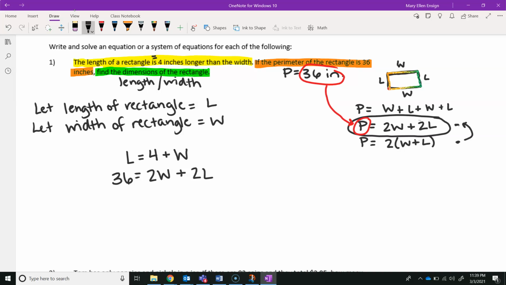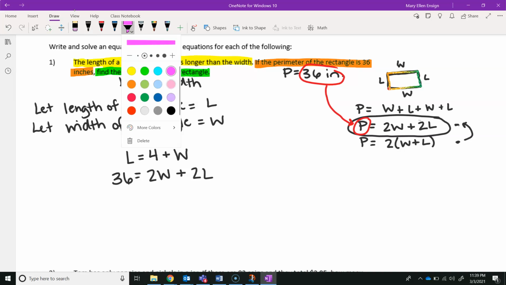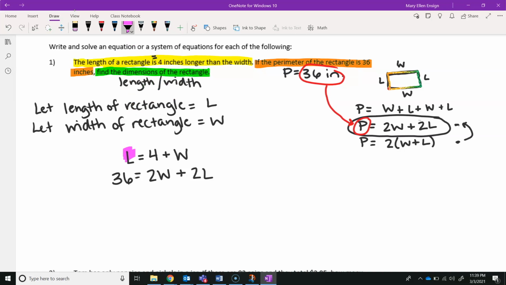So we don't know what W and L are yet, but we know that when we add two W's, the top and the bottom, and two L's, the sides, that adds up to 36. And if we look at our equation here, the top equation, we can see that it is set up for substitution. So there's my length, it equals 4 plus W. That means that those two things can be interchangeable. So I'm going to substitute 4 plus W in place of that L.